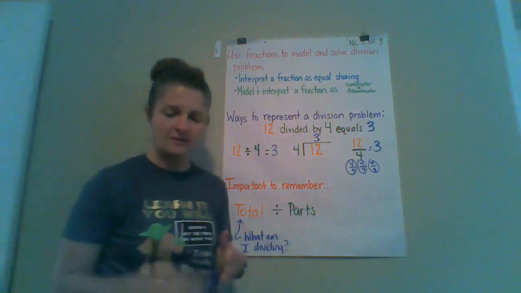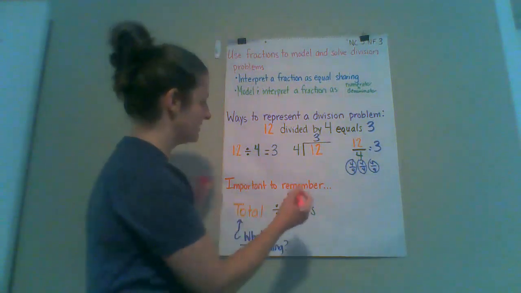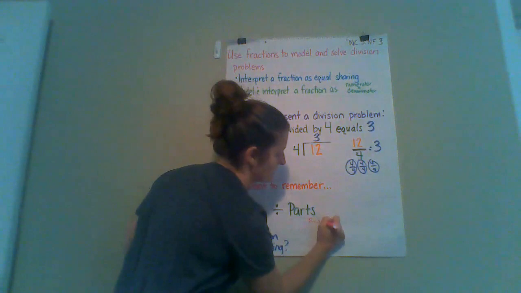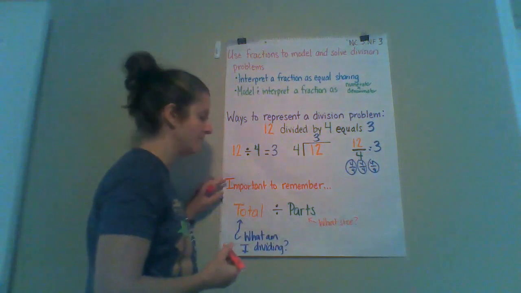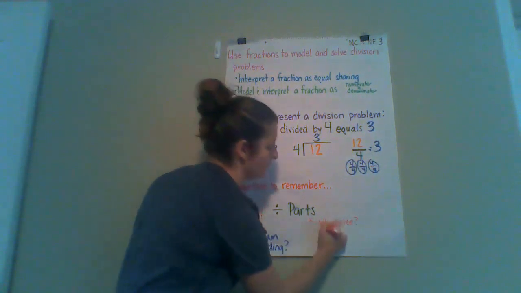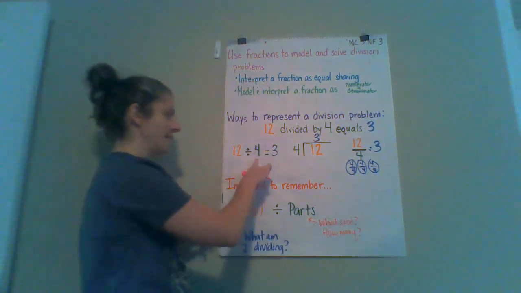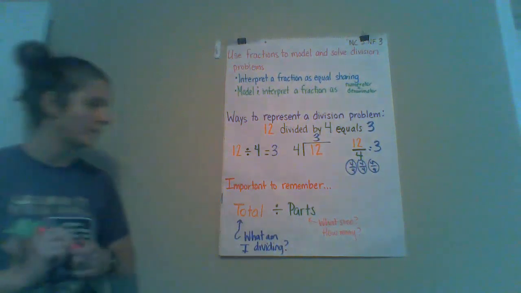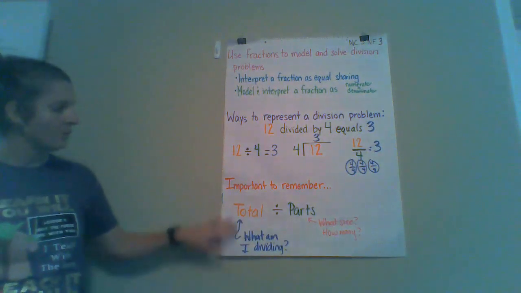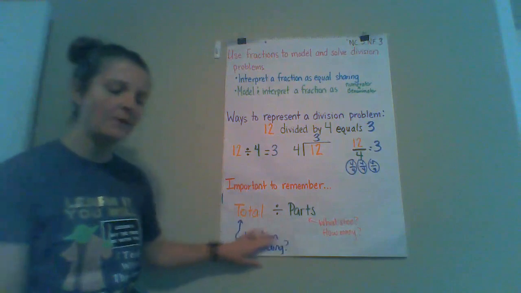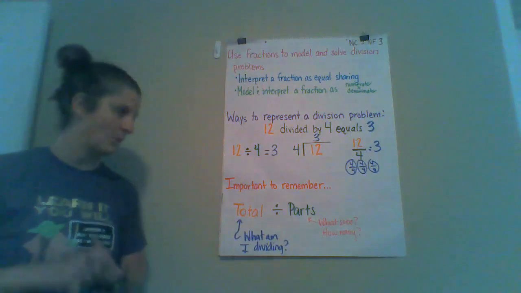Divided by parts. Well, that could be 2 different ways that we could think about that. We could think about parts as being a certain size. So what size group? Or it could be how many groups. So when I said that we had 12 cookies divided between 4 people, it would be divided into how many parts, okay? So when we're thinking total divided by parts, we're thinking, what am I dividing? And then what size or how many parts am I splitting that into, okay?